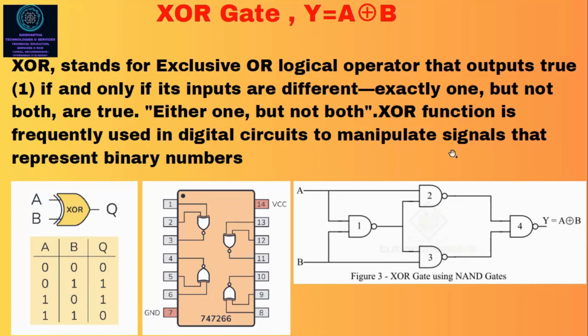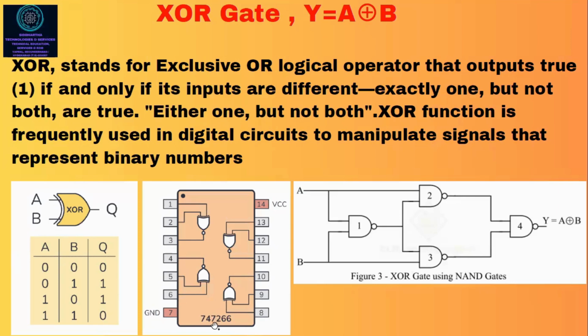So these are, but not both are true. Not both are true means both of them will not be true. So either it will be 0 or it will be 1. The XOR function is frequently used in digital circuits to manipulate signals that represent binary numbers. That's why we call it an exclusive gate, that is XOR gate. Here you can see the typical gate diagram.